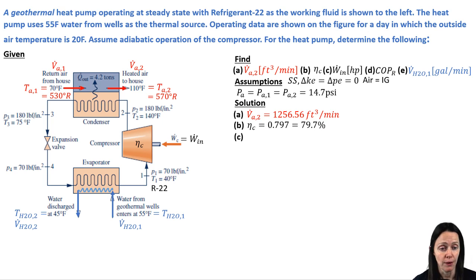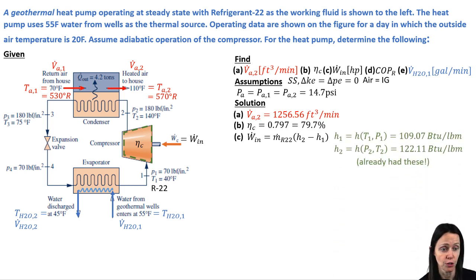Now I'm ready for the power input. So I've already drawn my control volume around that compressor. I did that before anyway, but I'll show it here. So it's the mass flow rate of the refrigerant, R22, times H2 minus H1. And I already pulled off H2 and H1. I do need to figure out what the mass flow rate of the refrigerant is, though.